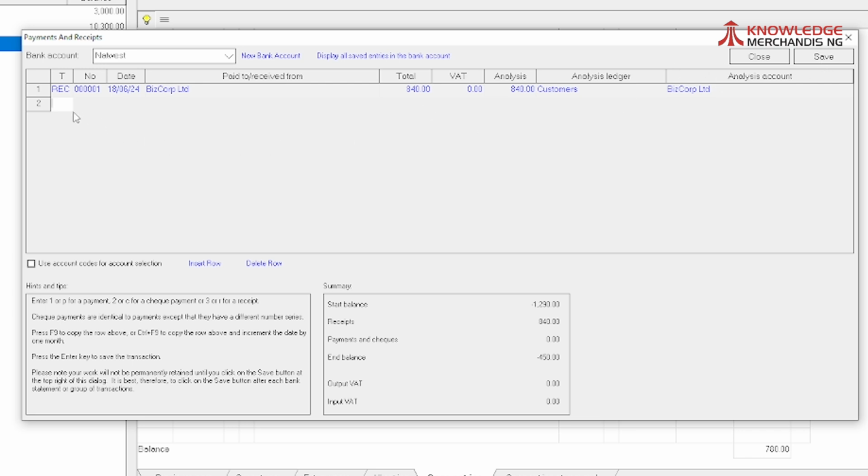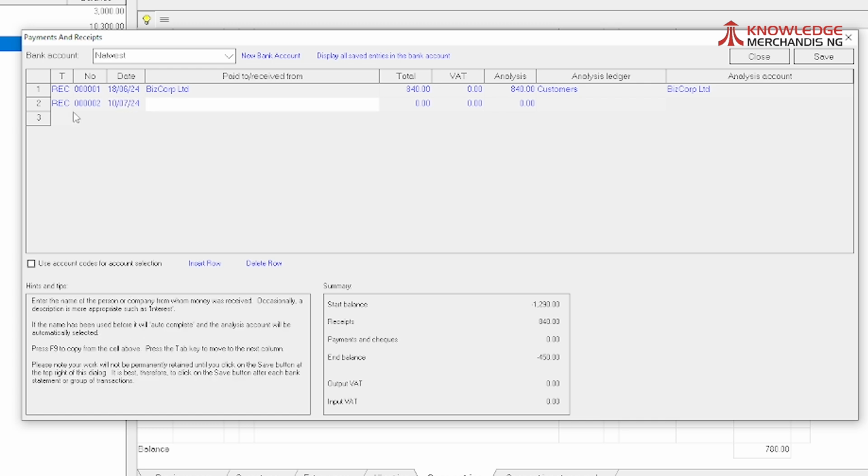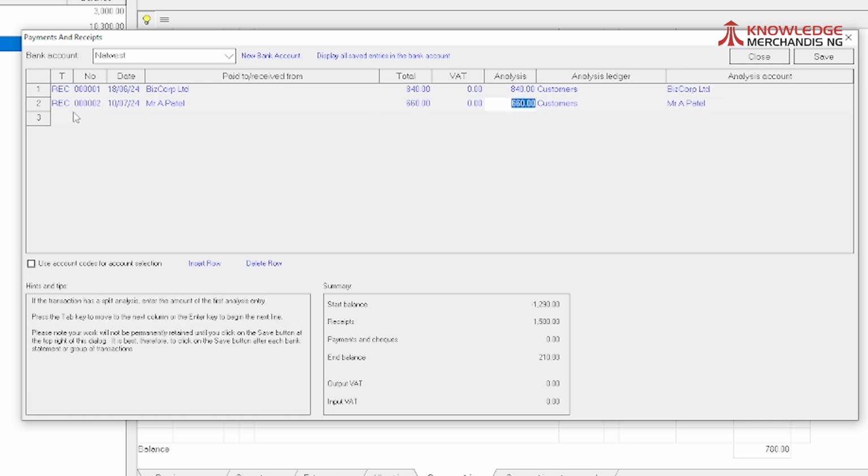Next one, again we received the payment on 10th of July 2024, and it is received from Mr. A. Patel, right, and the amount is 660. Received, no VAT because it's a payment.